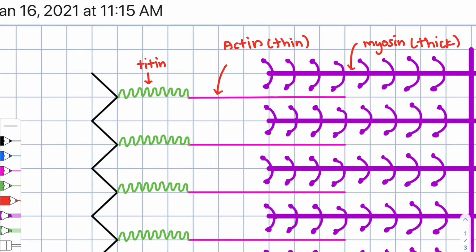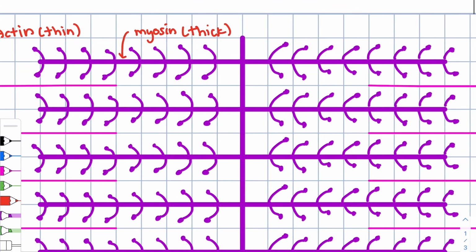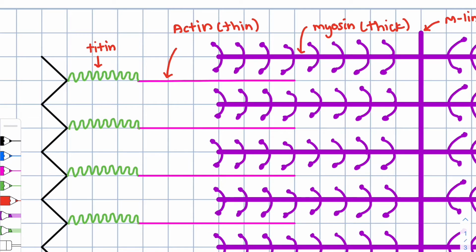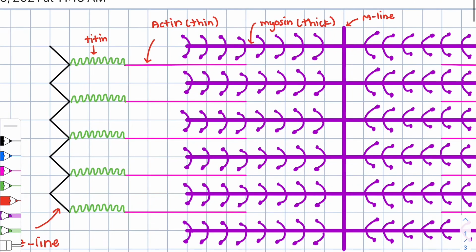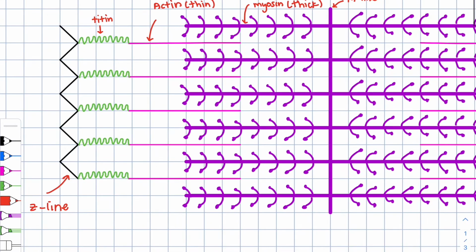Okay, what anchors the myosin or the thick filament? That's called the M line. So the M line is responsible to anchor the thick filament, while we have titin anchoring the actin filament to the Z line. All right. So now, let's talk about some bands. You have two bands that you're responsible to know.